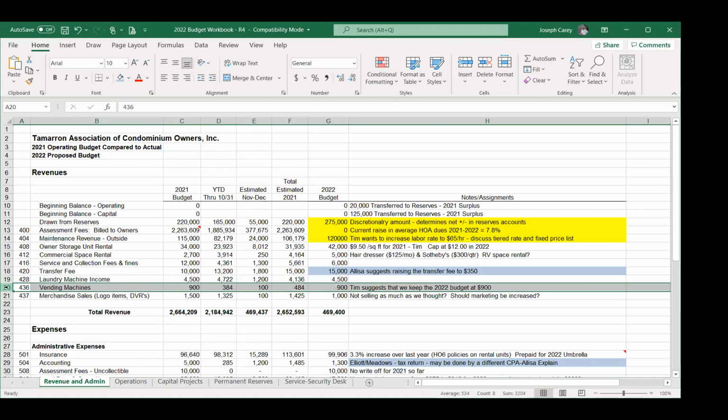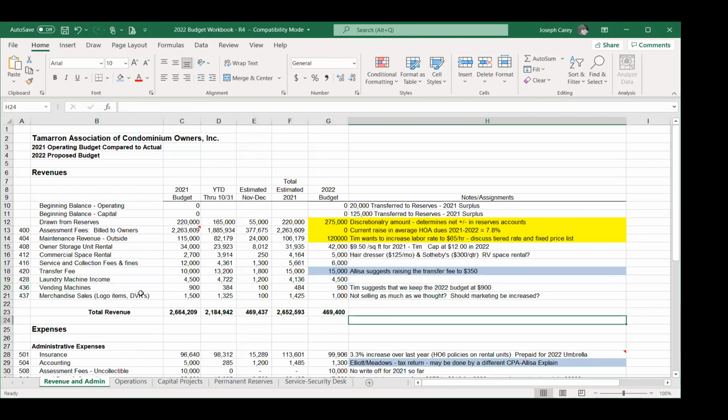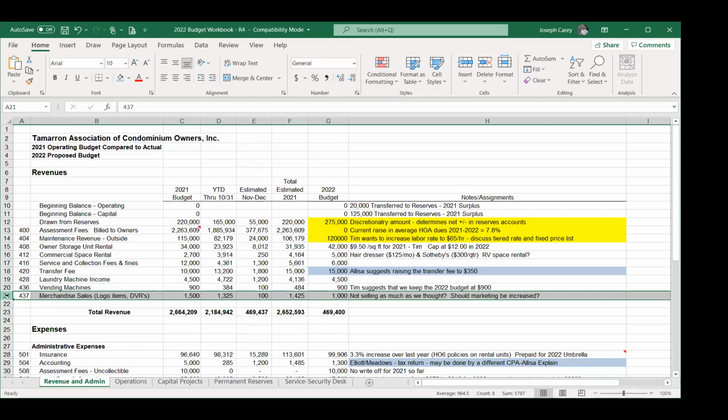Vending machine income. Tim, you said we're below budget because we had non-functioning machines for a few months. Oh, okay. We just got the new machines in and I'm expecting it to be similar to what has happened historically. Okay.